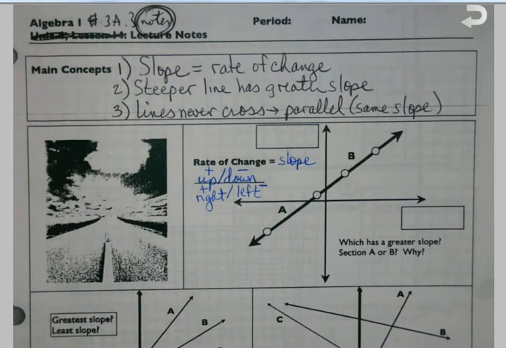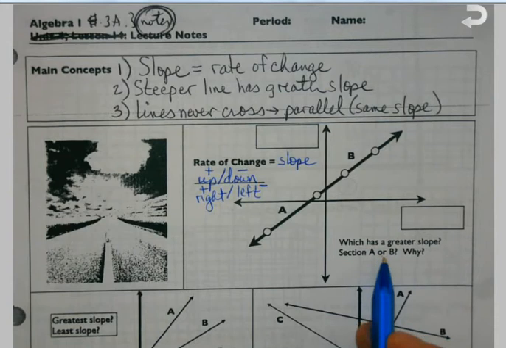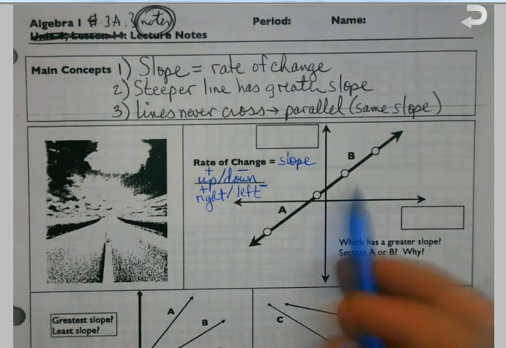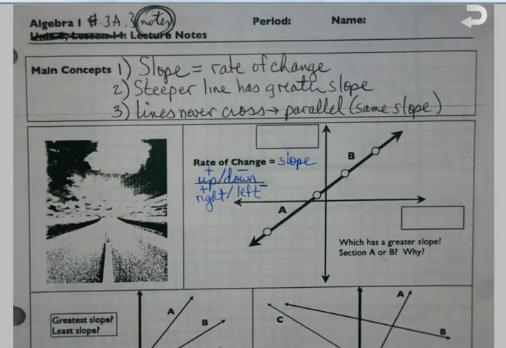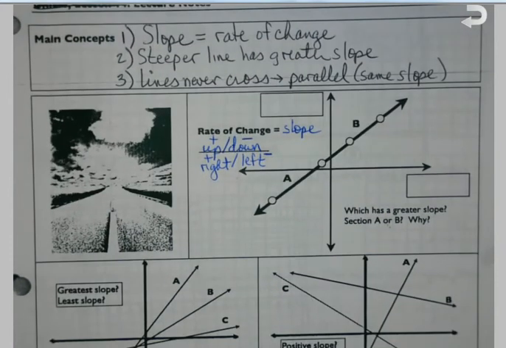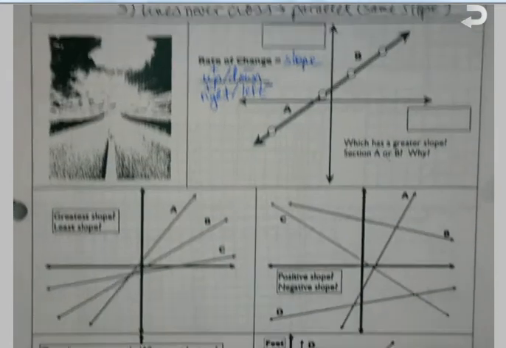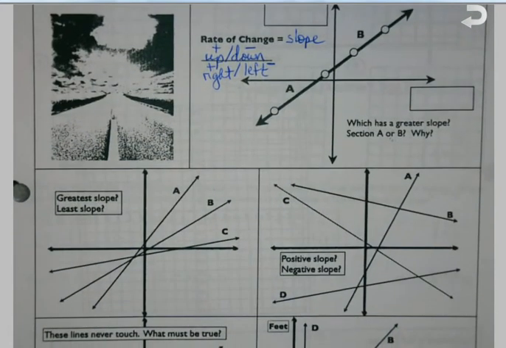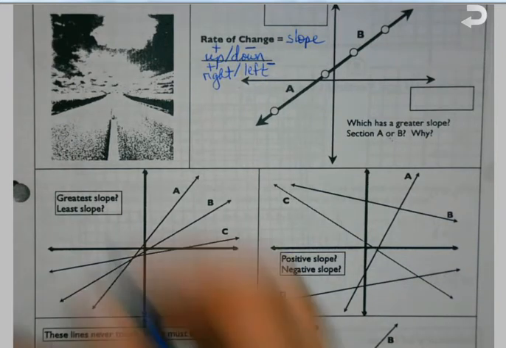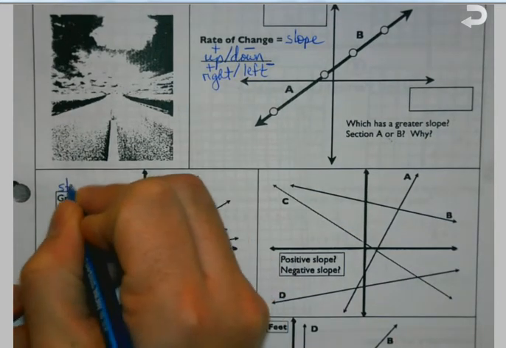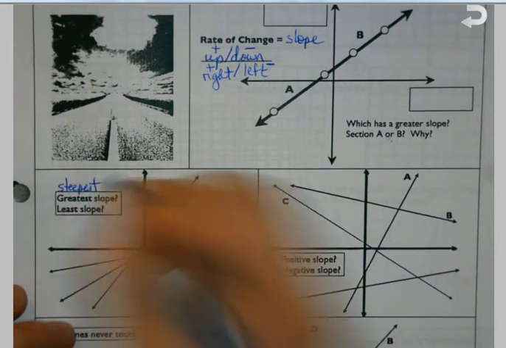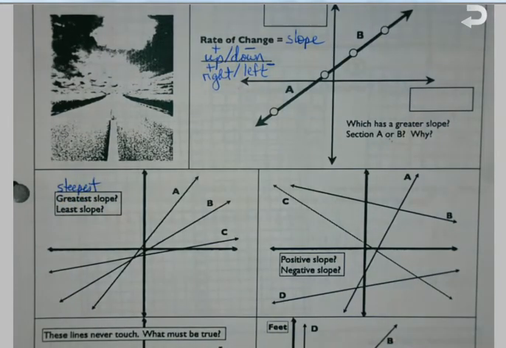So when I start to do these, I'm not going to worry so much about this question right now because, well, it's not marked off. I want to do something a little more general first. So I'm actually going to move up here a little bit. When we're talking about slope, we're talking about steepness, okay? So when it says the greatest slope, which one of those lines looks the steepest? Which is the one you wouldn't want to ride a bicycle up? A. Okay. So that's going to be my greatest slope.